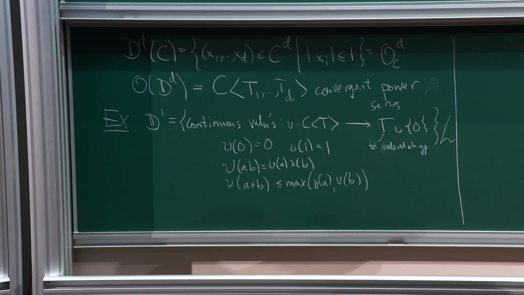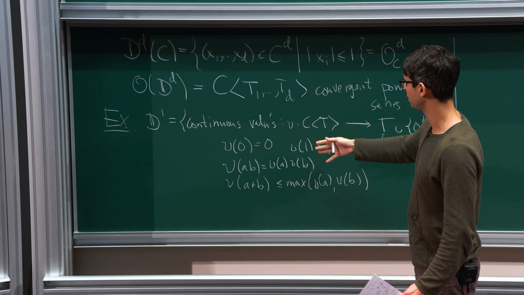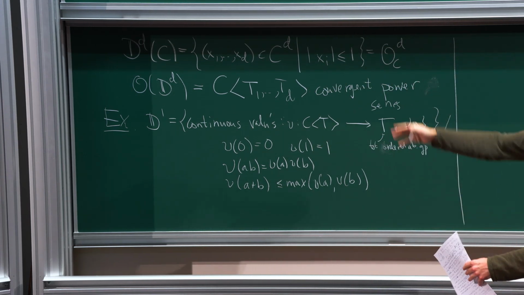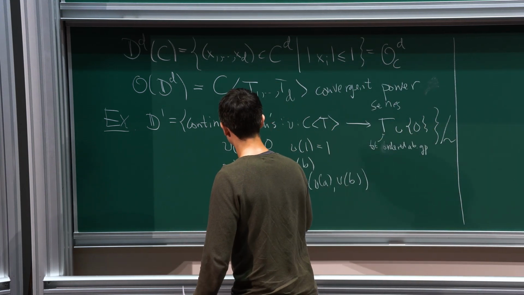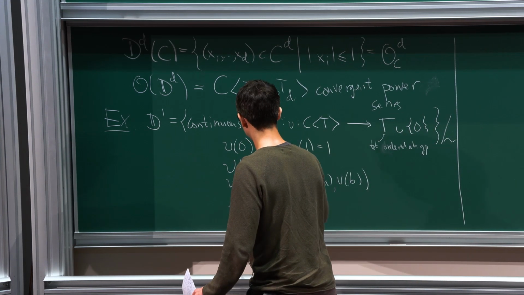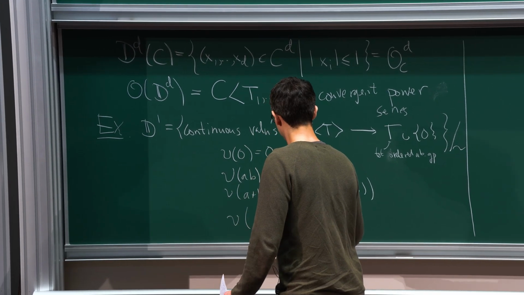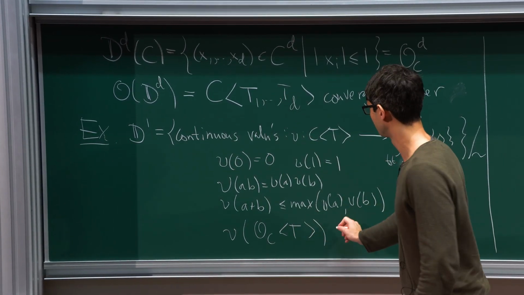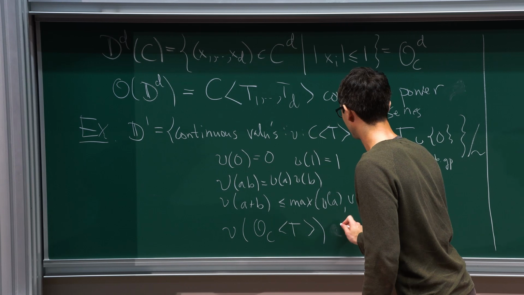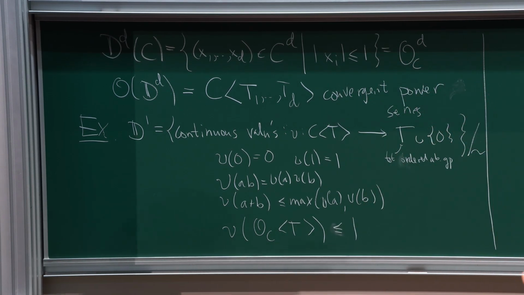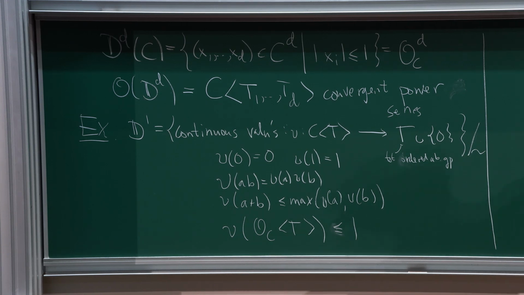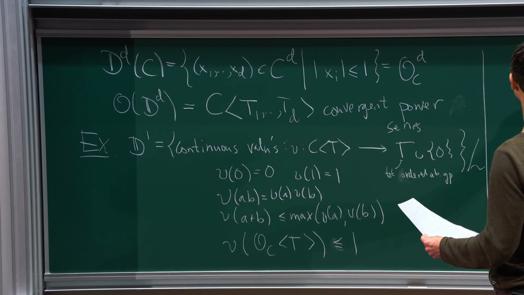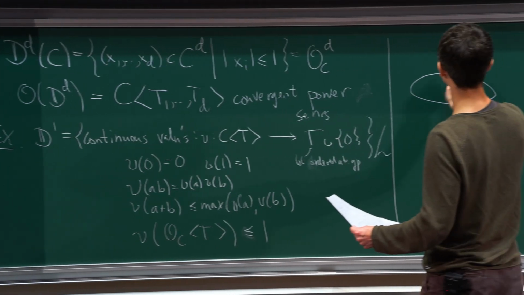But then also we would like this sort of condition here, that the functions are actually bounded on this unit disk. So what this would mean concretely is that the valuation on O_C<T> is supposed to be bounded by 1. Okay, and now let me just draw a picture or give some examples of such valuations.